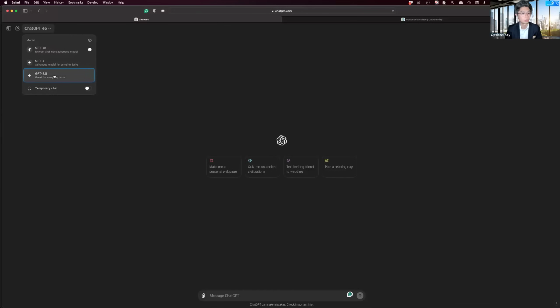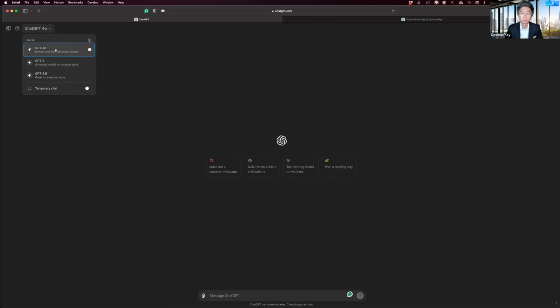3.5 previously was the only one you had access to for free if you didn't have a paid account. ChatGPT-4 was the one that you got access to if you were paid. It was a little faster. It did more complex text. It certainly wrote text a little bit better. But ChatGPT-4o is available for free for everyone.